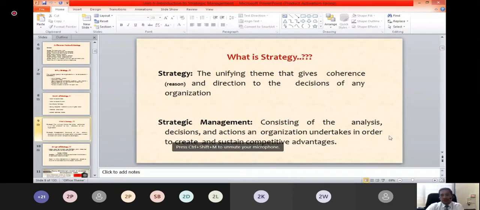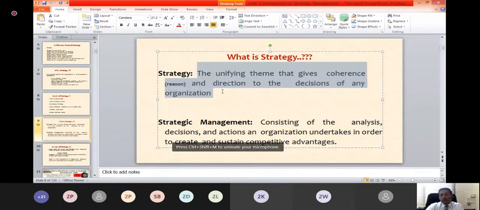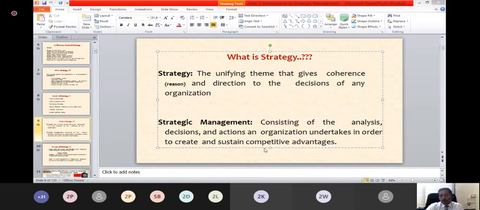Two definitions we discussed about strategy, like strategy is a unifying theme. Unifying means one. It is a unifying theme that gives coherence, reason, and direction to the decisions of the organization. So it is a common thread which runs throughout the organization, giving a purpose. And strategic management is another term we discussed, consisting of the analysis, decisions, and actions of an organization in order to create and sustain competitive advantage.